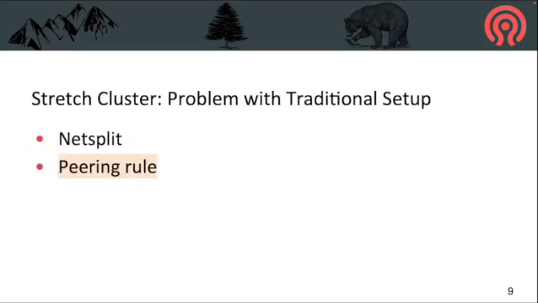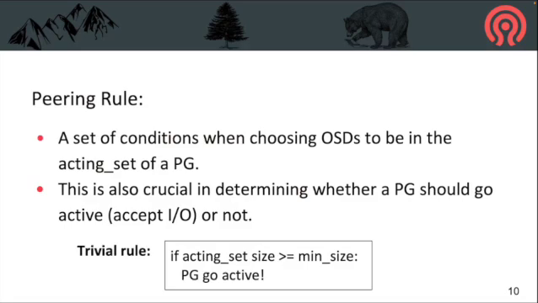Next is the peering rule. So what exactly is a peering rule? It's a set of conditions for choosing OSDs to be in the acting set of a PG. It is crucial to determine whether a PG should go active or not, that is, whether the PG should accept IO. The rule here is that if the acting set size is larger than or equal to the min size, you allow the PG to go active.